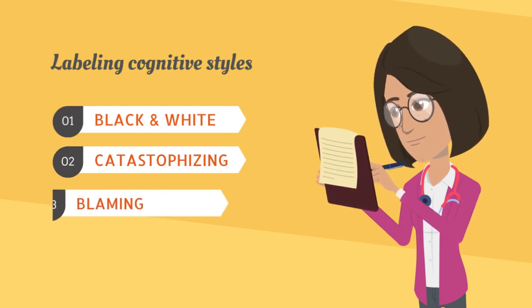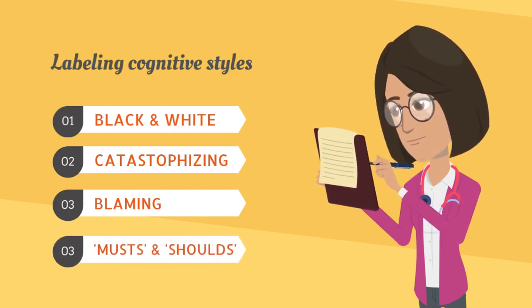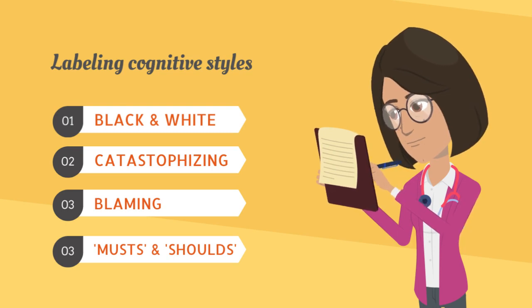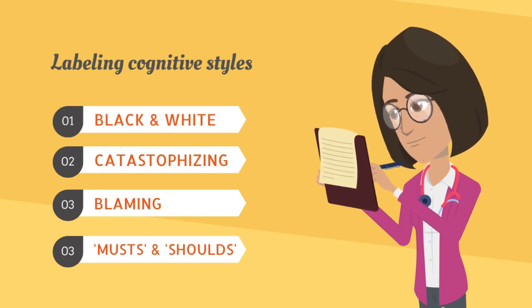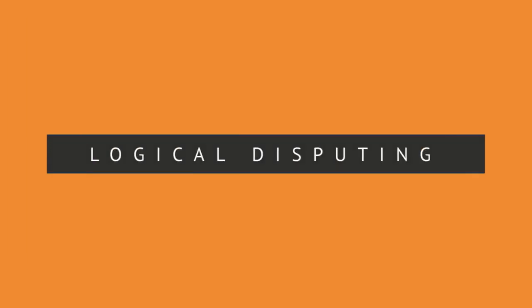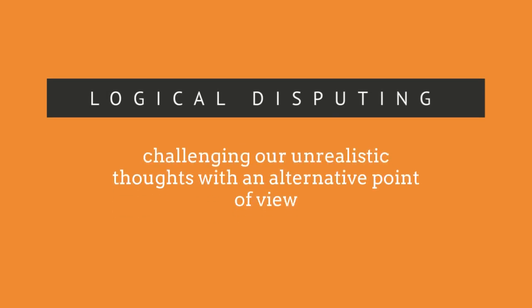Is it blaming other people without considering the other factors that led to their behavior? Or is it clinging to the notions of the musts or shoulds in the world? These are just some examples of categories that you can put your thoughts in, and all of these are unrealistic and illogical. Once you've categorized the unhelpful thought into one of them, you can begin to optimize your thinking. This is where logical disputing comes in. We find alternative points of view, challenging our unrealistic thoughts with a more balanced take on things.